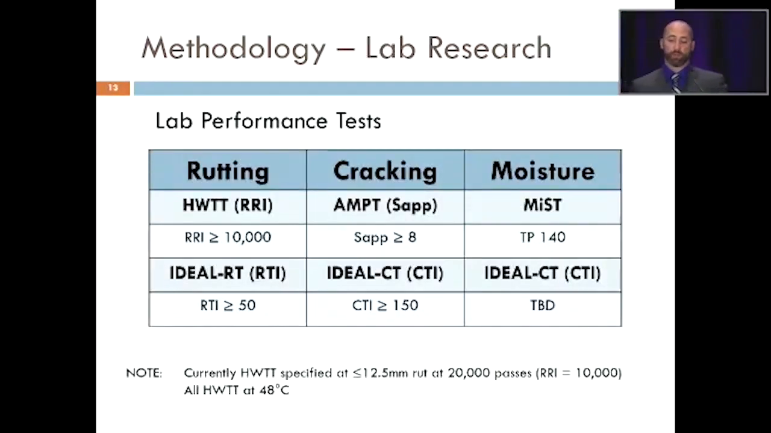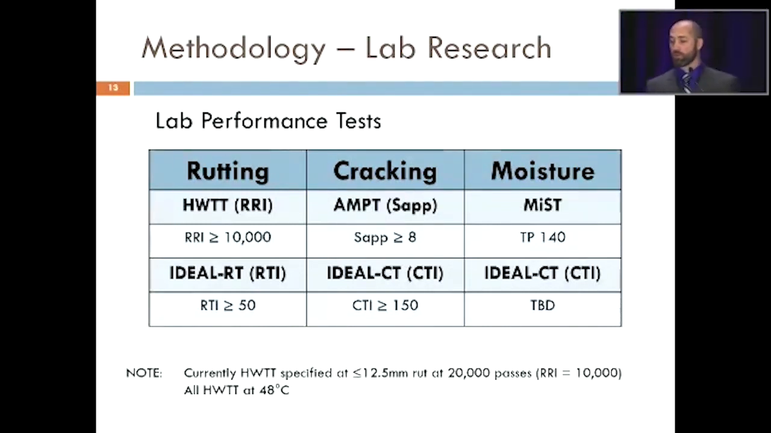Right now, the primary tests we're doing for rutting are the Hamburg wheel tracker and the IDEAL-RT, or the rutting test index. You can see here for the cracking, the AMPT, the SAP value, and the IDEAL-CT with the CT index. We intend to look into the moisture, into the MIST, to be able to assess the moisture sensitivity, but we don't have any criteria yet. All numbers here are preliminary, except for the Hamburg. That is implemented. Everything else, the IDEAL-RT is just from literature, some of the recent work. SAP value is a recommendation from North Carolina State University. And the CT index of 150 is from the NETC 18-2 study that you can find online.